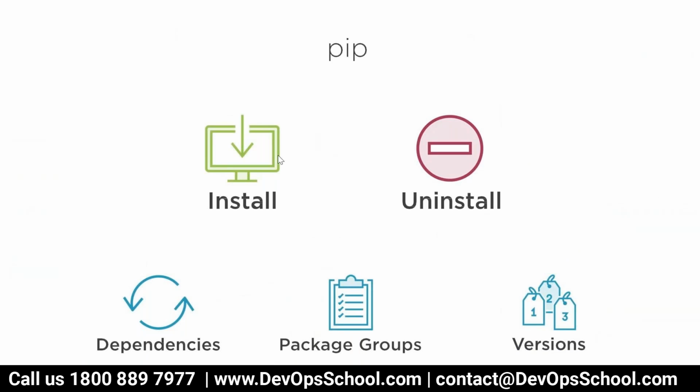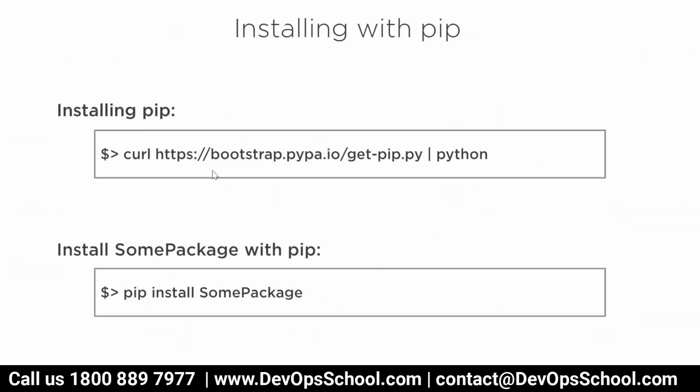You can install using pip, and uninstall. These are the commands. You can download packages from there. And this is the manual way to download and install pip. Most of the time pip will be there. If not, you can install pip, and then install the packages using pip.